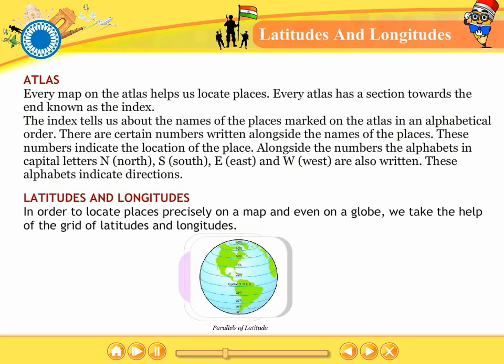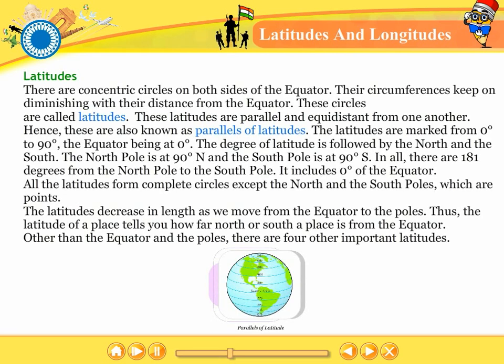Latitudes and longitudes. In order to locate places precisely on a map and even on a globe, we take the help of the grid of latitudes and longitudes. Latitudes. There are concentric circles on both sides of the equator. These circumferences keep on diminishing with their distance from the equator. These circles are called latitudes. These latitudes are parallel and equidistant from one another. Hence, these are also known as parallels of latitudes.